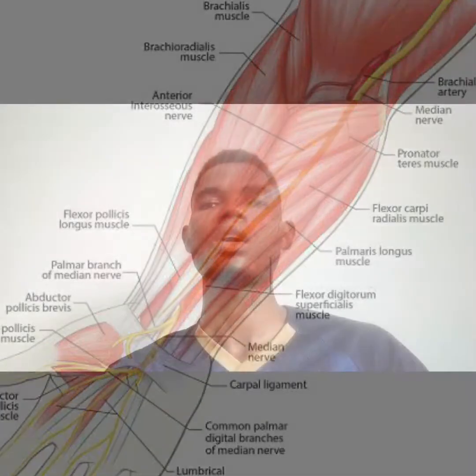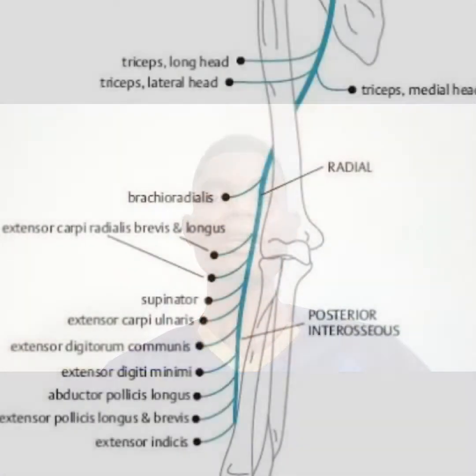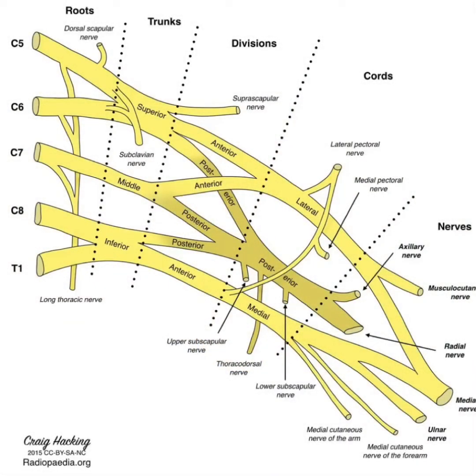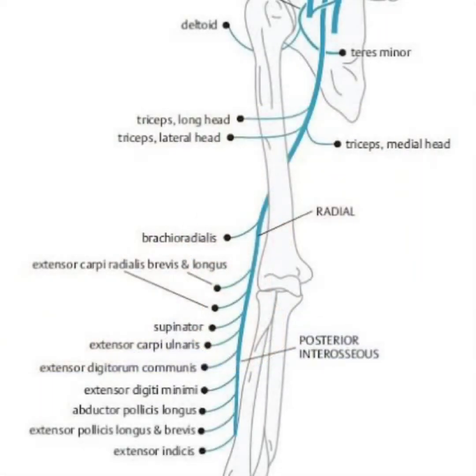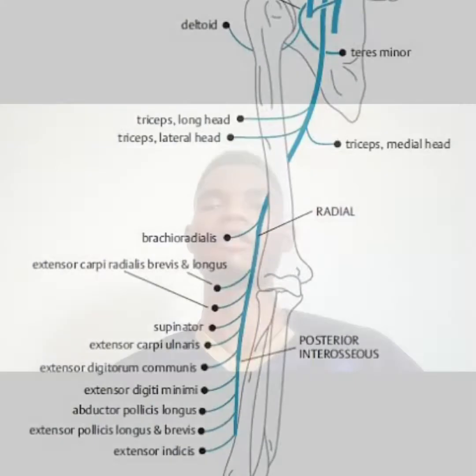lateral lumbricals. Moving forward, the next branch of the brachial plexus is the radial nerve. The radial nerve root is C5 to T1, so it is the branch of the brachial plexus that has all the nerve roots of the brachial plexus, that is from C5 to T1. This radial nerve innervates the triceps brachii muscle and the muscles of the posterior compartment of the forearm.